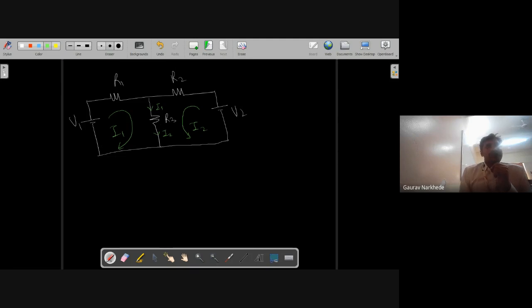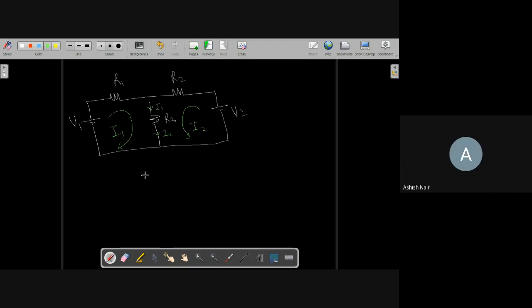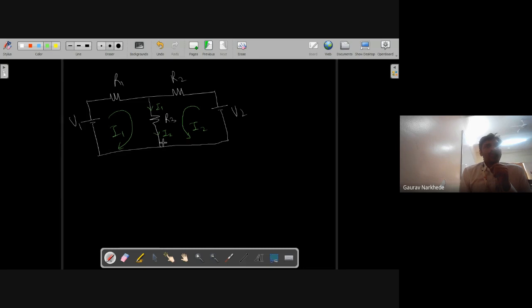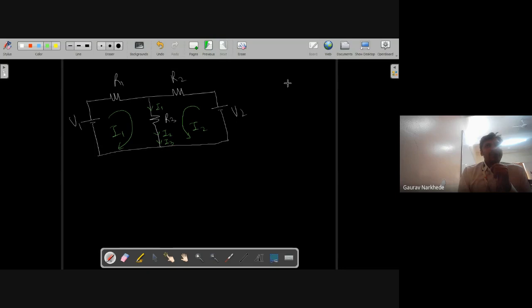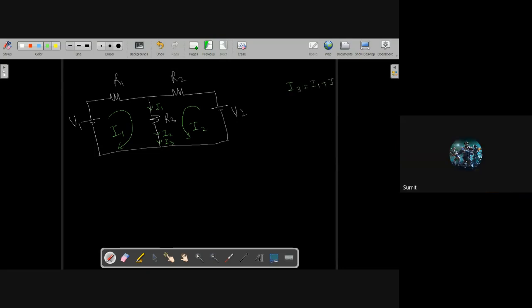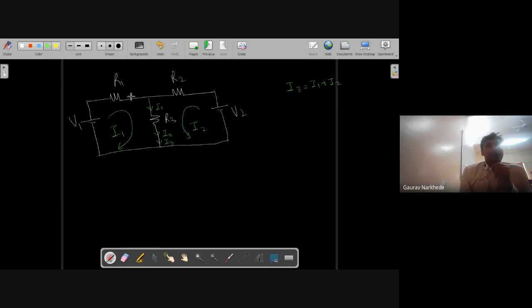Both are in the same direction. So the current through R3, let us call it I3, and I3 is equal to I1 plus I2. Now this R3 is a common component, and R1 is a private component in loop number 1.